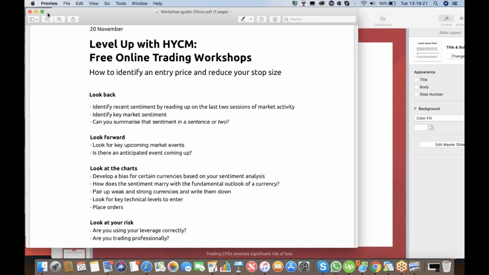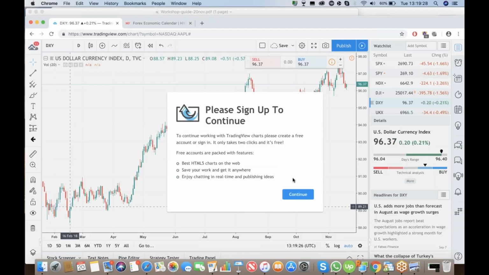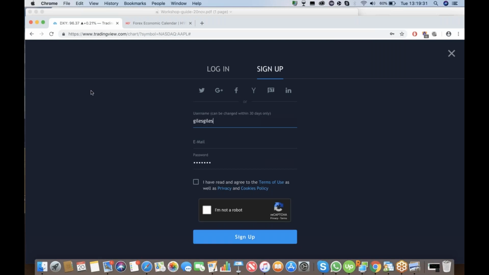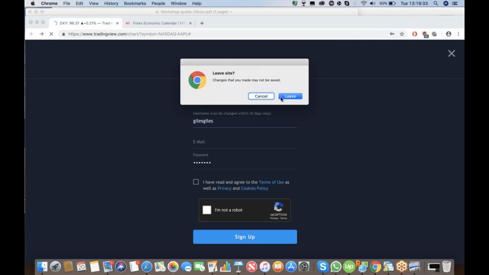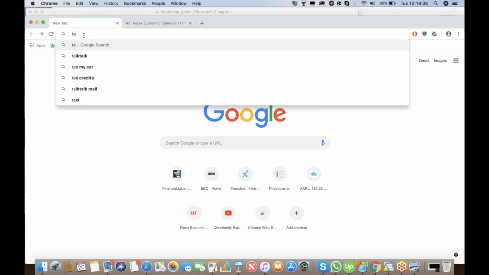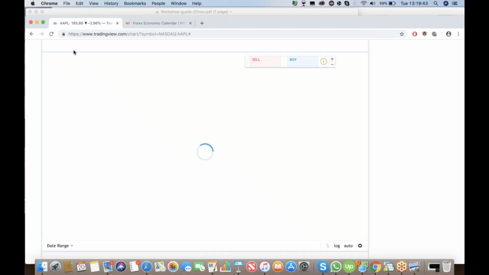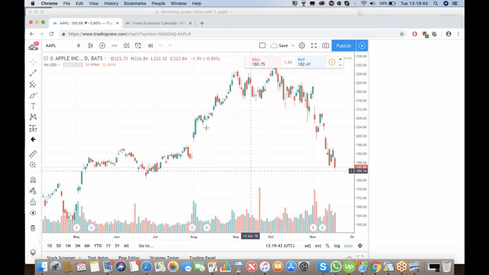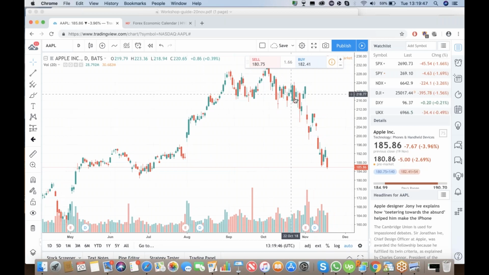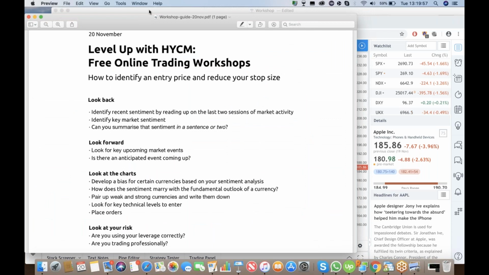If you just have a quick look at the Apple chart, let me just show you. Yeah, so here's the Apple chart. You can see that it's been falling very heavily. And the reason it's been falling so heavily was concern about demand for the iPhone. There have been concerns about some computer chip companies. And so the Nasdaq has been really hit hard.